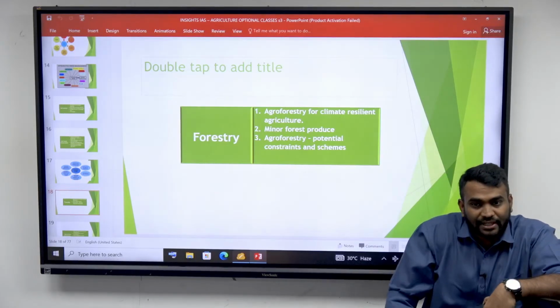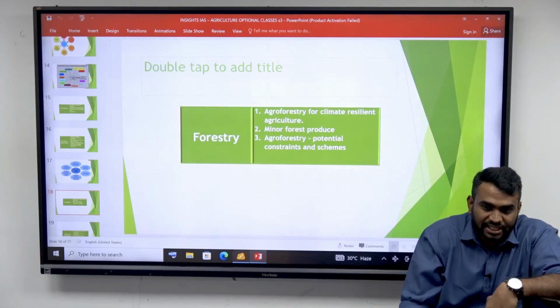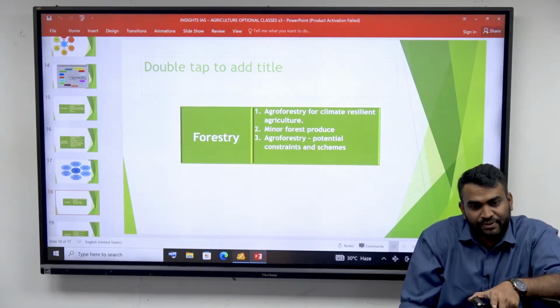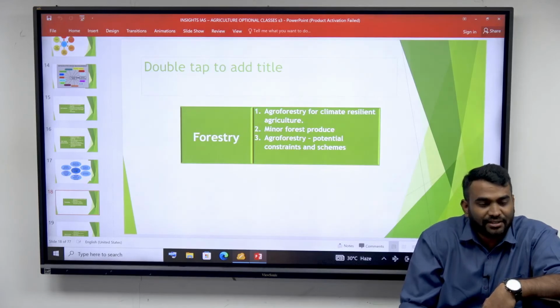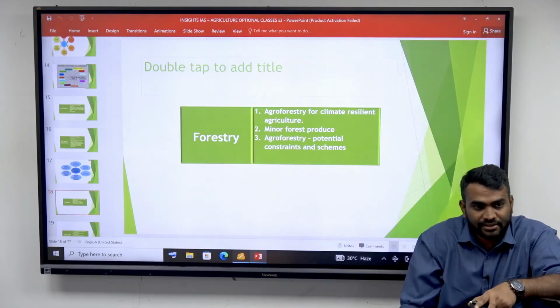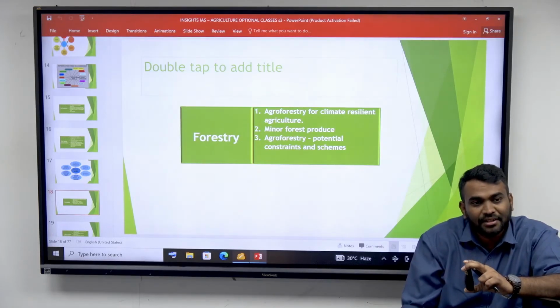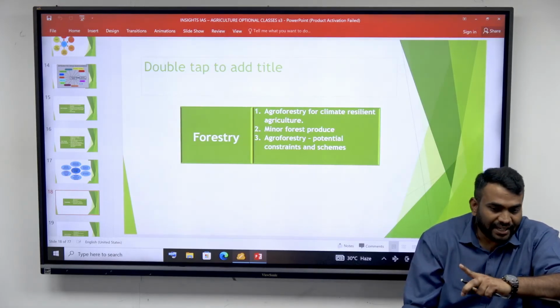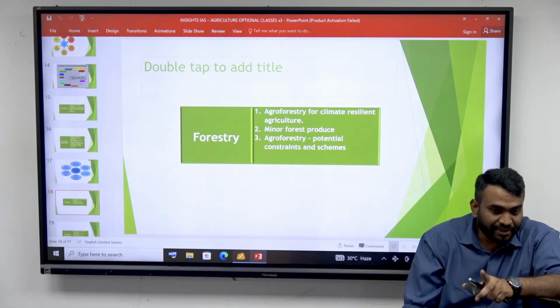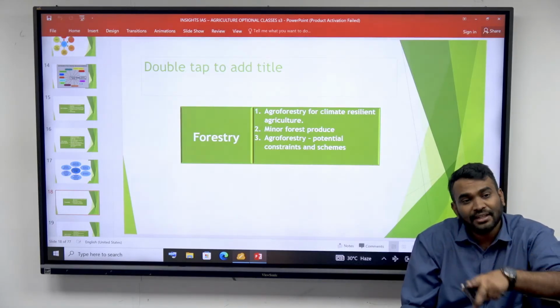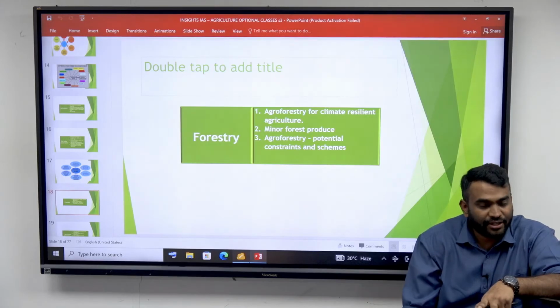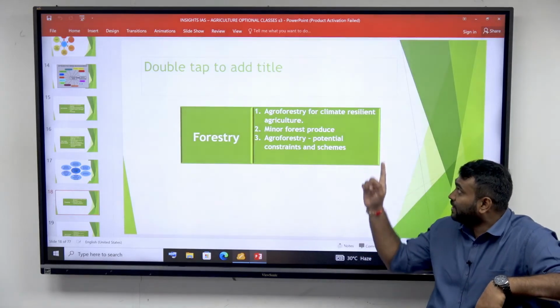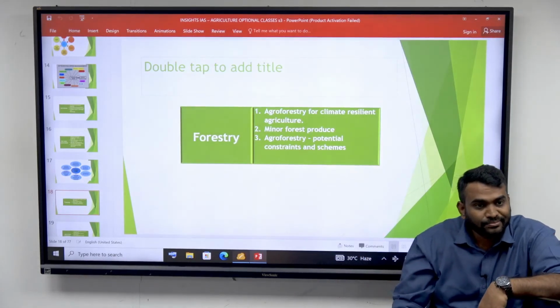Now G20 is going on. In this G20, there is a technical meet happening at IIMR, the Indian Institute of Millet Research. Where is it located? It is in Hyderabad. So a technical meeting is going on there, and the major theme of the technical meeting is climate resilient agriculture itself. Are you getting? So this year you can also expect a question on climate resilient agriculture.